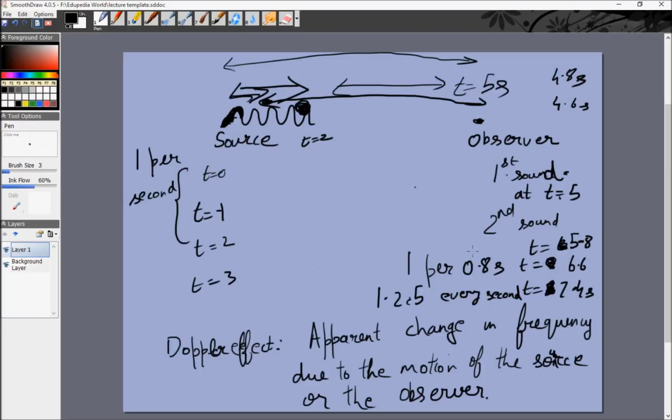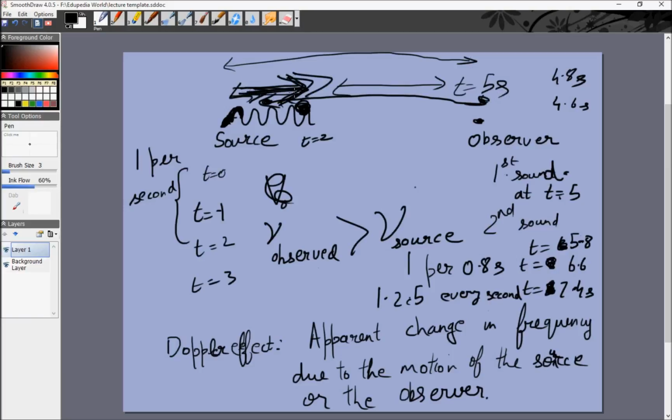So instead of hearing one wave every second, we are hearing one wave every 0.8 seconds or 1.25 waves every second. So the frequency which the observer hears, mu observed, is greater than the mu of the source. And we know obviously from intuition that the greater the speed of the source, the greater the change will be and the greater the mu observed will be. Right? So this is why when a source starts moving, the frequency heard by the observer changes. When the source is moving towards you, the frequency increases.